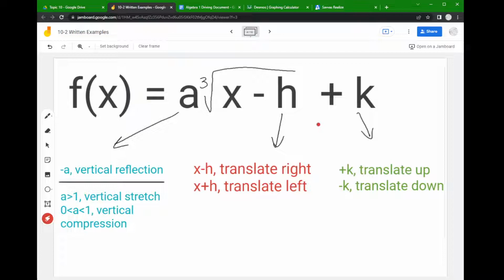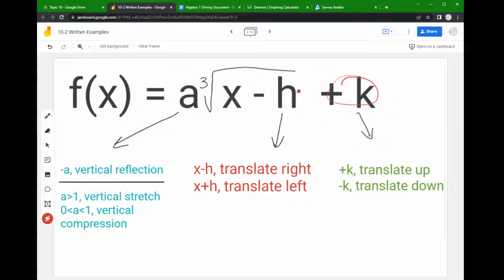Now this section is focused on translations. And so translations occur when you add or subtract from a function. So when I look at this function, my h and k values are going to produce the translations that I'm looking for. So h is within the square root house, so the h value translates things left or right. Now remember that h feels backwards because of that naughty little minus sign there. So if you get x minus h, it translates to the right. And if you get x plus h, it's going to translate left.